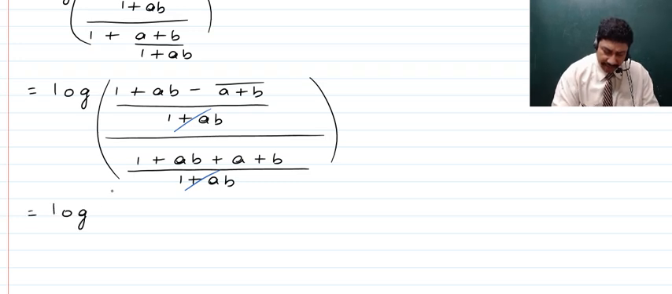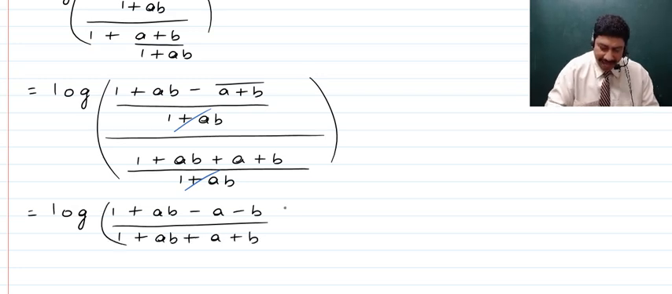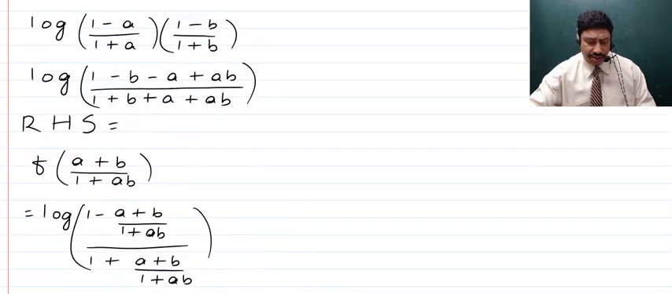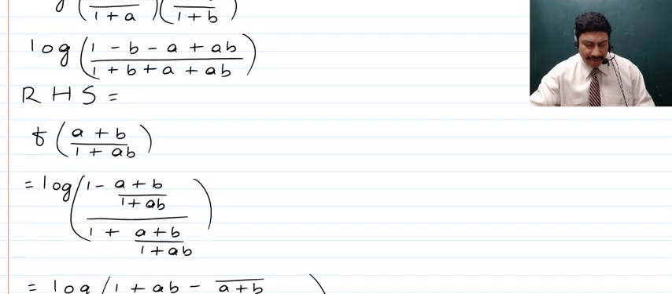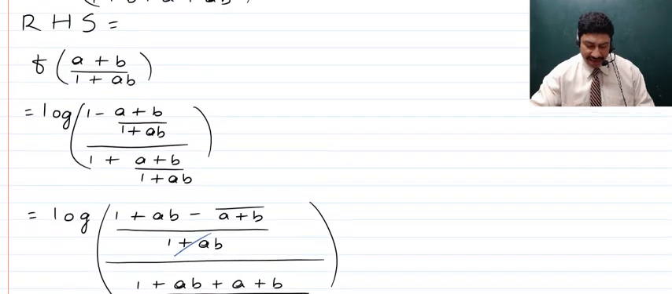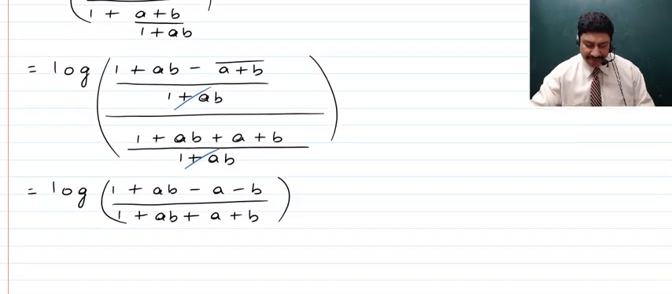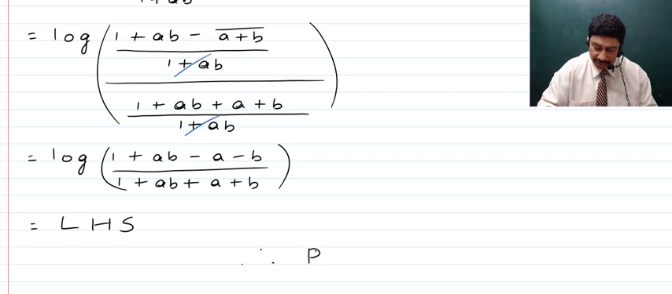So this is going to become equal to log of 1 plus ab minus a minus b, and in the denominator you have 1 plus ab plus a plus b, and we can simplify no further. So let's quickly try and match. In the left hand side we came to log of 1 minus b minus a plus ab, and here also we have the same, and in the denominator we had 1 plus b plus a plus ab, and that is exactly the same. So as such you can say that this is equal to the left hand side, and therefore this stands to be proved.